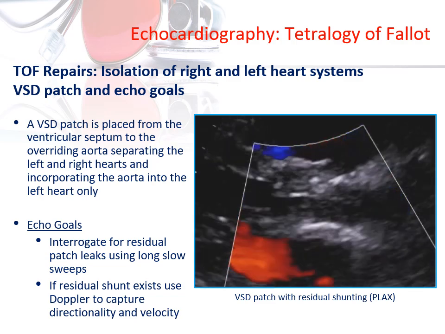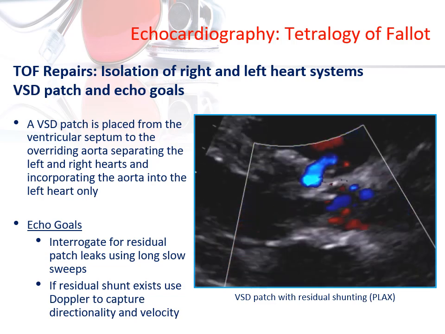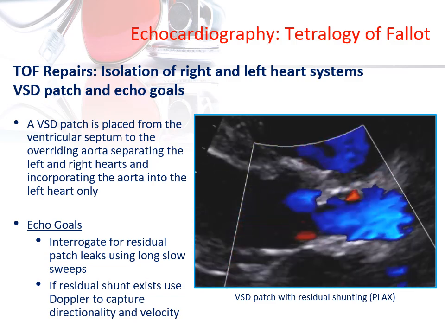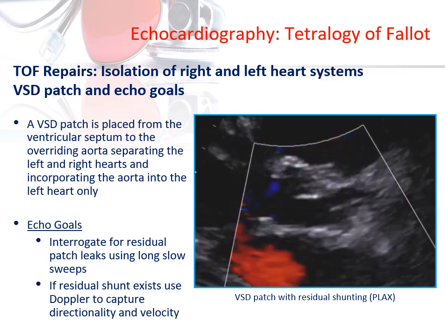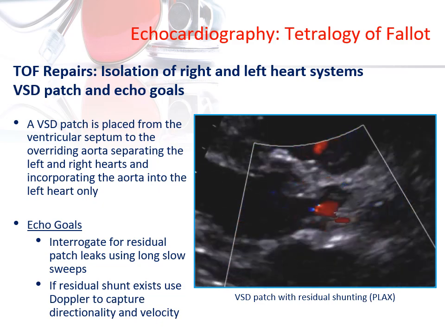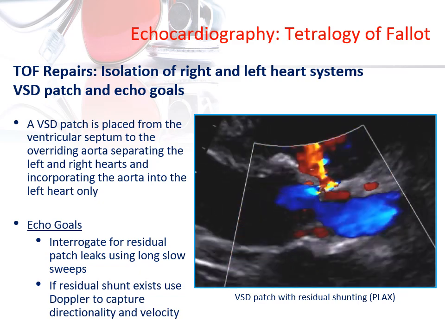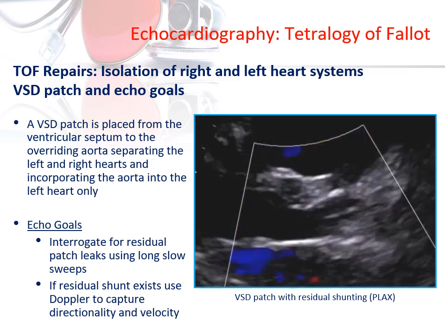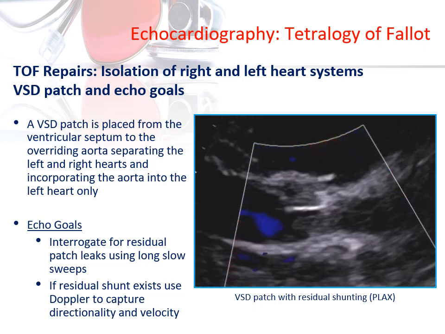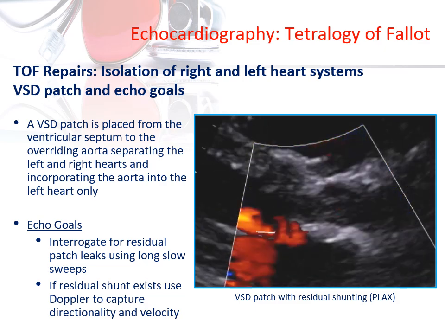One other pro tip here, once the unrestricted VSD is patched and closed, there may be other restrictive VSDs that weren't seen prior that all of a sudden are visible, and you want to then do additional VSD sweeps across the entire ventricular septum to look for those additional VSDs that may have popped up.